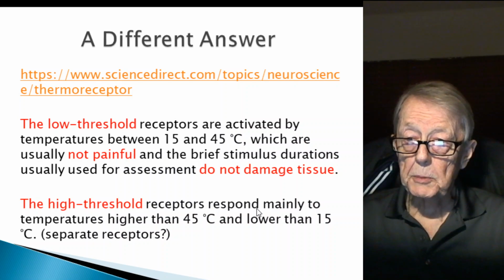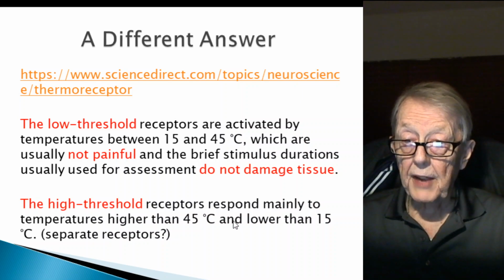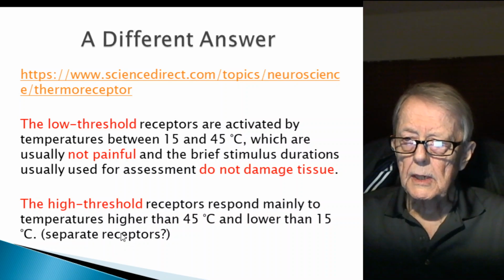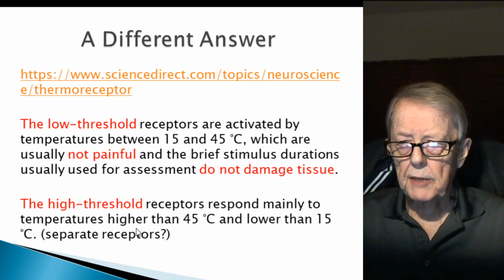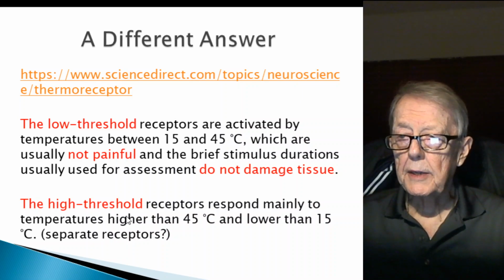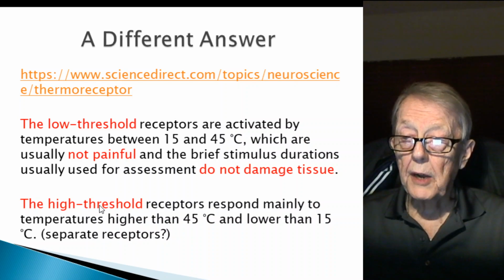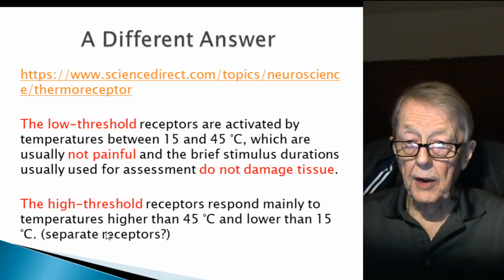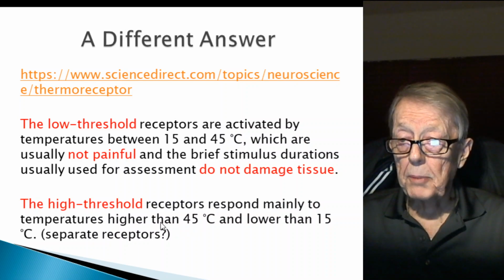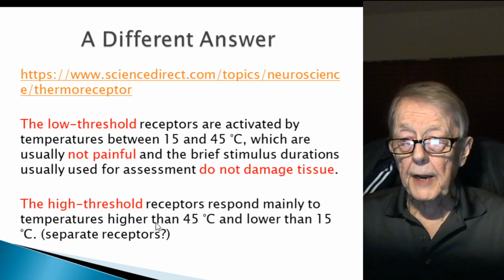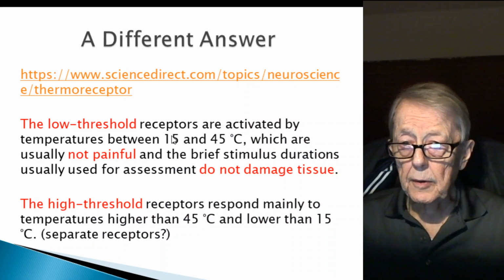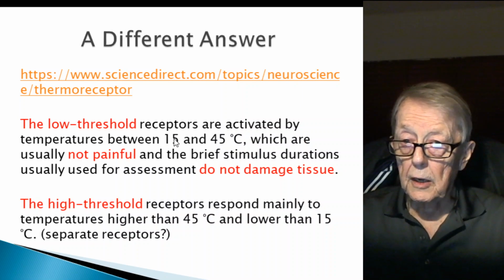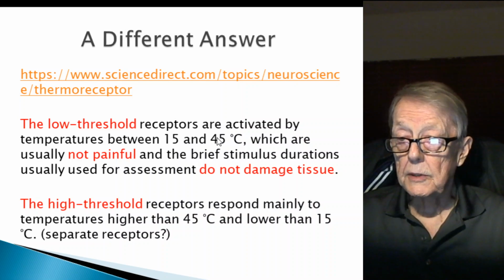High threshold receptors respond mainly to temperatures higher than 45 and lower than 15. Are these two separate receptors? Couldn't find out. I looked around, read several articles. This is another one where it doesn't make sense that this is one type of threshold detector that can do cold and hot, very cold and very hot, and typically probably painful. So that's a different answer. And this one works very much like the particle model would say: at low temperatures, there's a low rate of signaling; at a high temperature, there's a high rate of signaling.